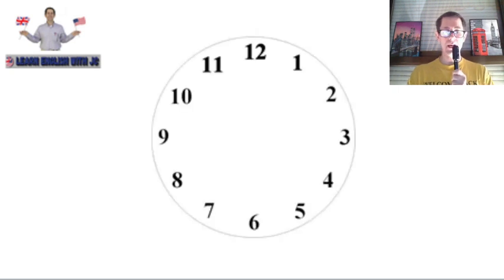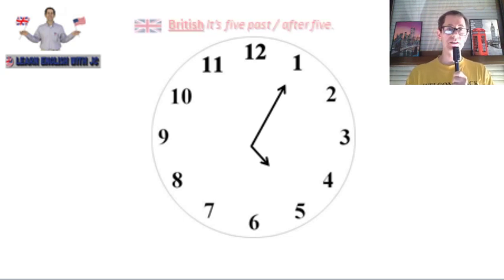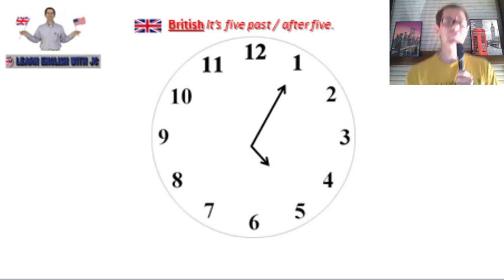What about the time? It's important to know the time too. There are two versions with the time, also the British version and the American version. Let's take a look at the British version. Suppose it is this time. The British normally say it's 5 past or after 5. You can use the word past or the word after.